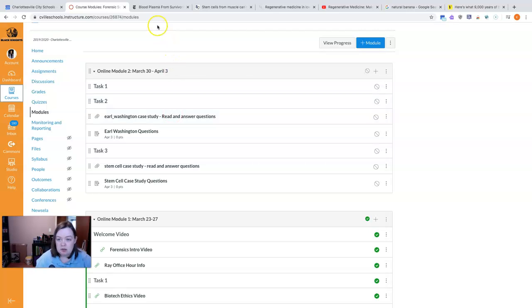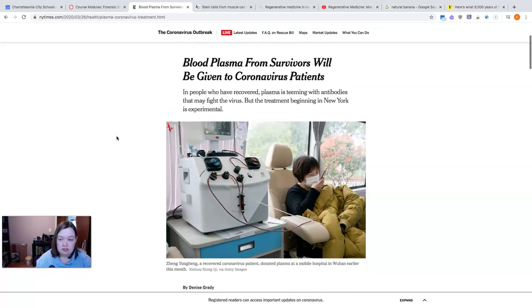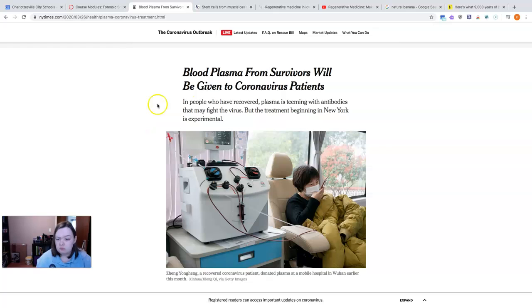So a little bit more about current day biotechnology. Here's one that's very realistic. This is actually very recent in the New York Times. You may have heard of it. Using blood plasma from coronavirus survivors and then injecting it into current patients that are suffering from the coronavirus.